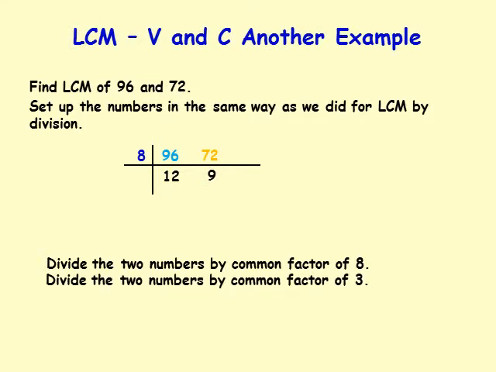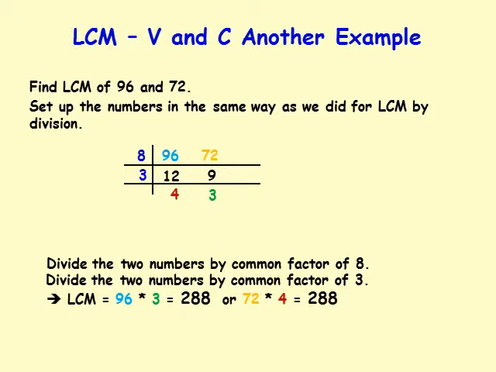Let's divide the two numbers by a common factor again, 3. 12 and 9 have a common factor 3, so we still have universal factors here. 12 divided by 3 is 4. 9 divided by 3 is 3. 3 and 4 are co-prime, and there are no more common factors. So LCM is 96 times 3, which is 288, or 72 times 4, which is 288.